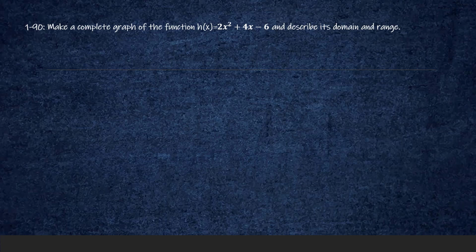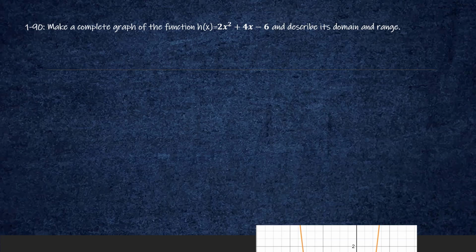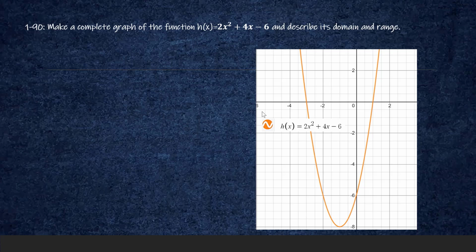All right, 1-90 says make a complete graph of the function h of x equals 2x squared plus 4x minus 6 and describe its domain and range. We are going to describe its domain and range first, but I also want to talk about the zeros because I know some students have problems with learning how to factor. And I want to show you an interesting thing you could do on this one to make factoring easy. So we are going to find our zeros as well, which are here.